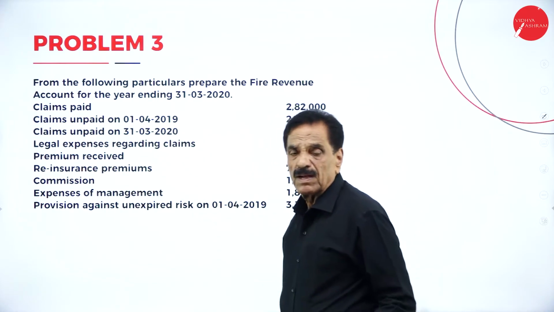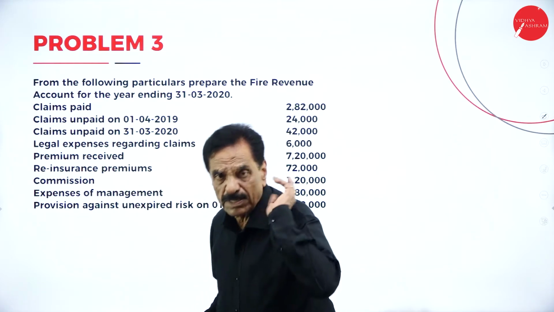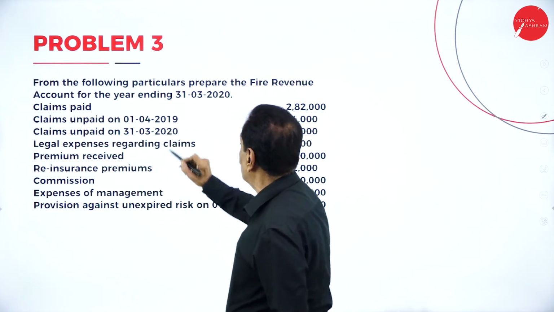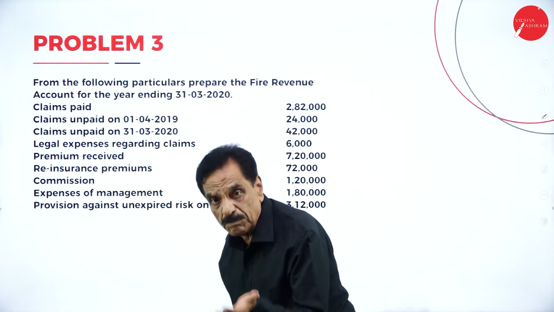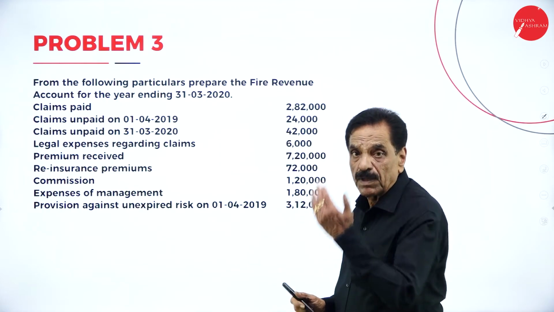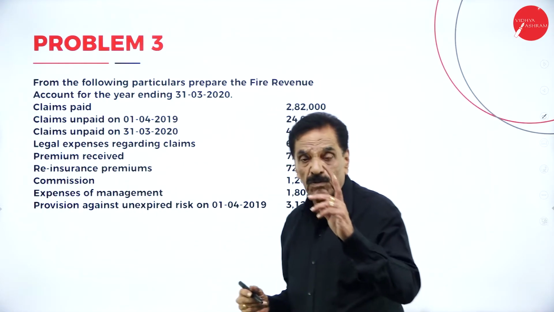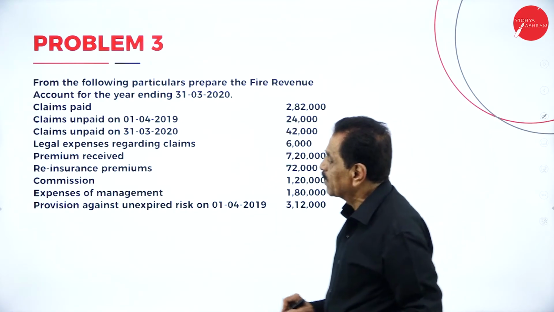Claims paid will come under schedule number 2. Claims paid of the last year should be deducted. Claims paid of the current year should be added. Legal expense regarding the claims should be added. Premium received will come under schedule number 1. Reinsurance premium should be deducted.